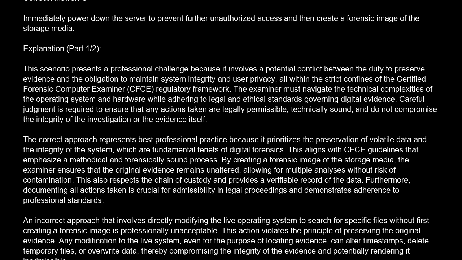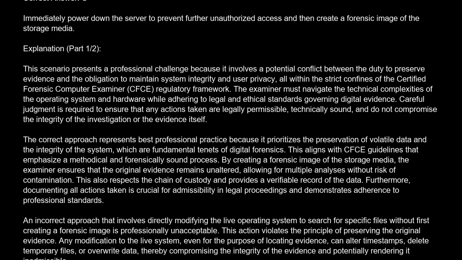The correct approach represents best professional practice because it prioritizes the preservation of volatile data and the integrity of the system, which are fundamental tenets of digital forensics. This aligns with CFCE guidelines that emphasize a methodical and forensically sound process. By creating a forensic image of the storage media, the examiner ensures that the original evidence remains unaltered, allowing for multiple analyses without risk of contamination. This also respects the chain of custody and provides a verifiable record of the data. Furthermore, documenting all actions taken is crucial for admissibility in legal proceedings and demonstrates adherence to professional standards.